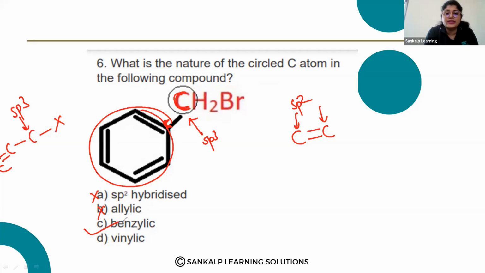So here what you can see is the halogen atom is directly attached to a carbon atom which is sp3 hybridized, which is linked to an aromatic ring. So option C is the right answer.